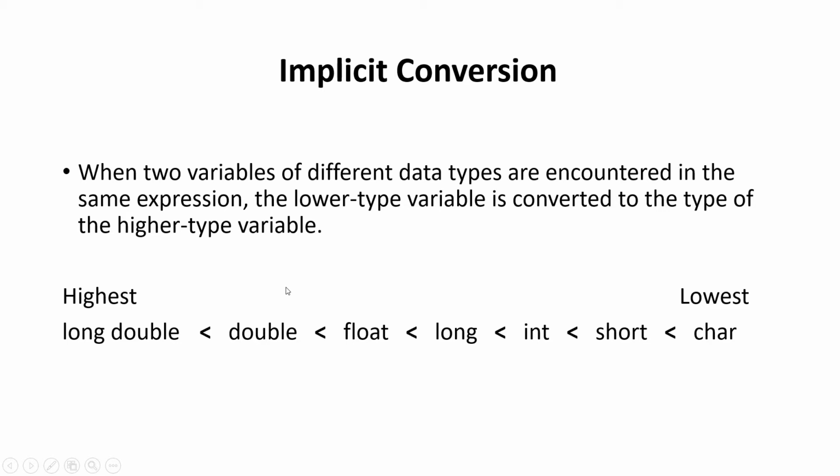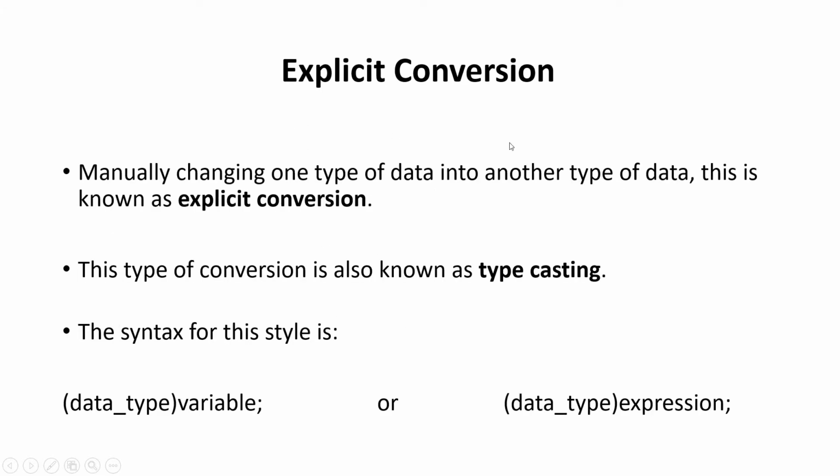In case we do not want to lose the data, we will use explicit conversion, manually changing one type of data into another type of data. This is known as explicit conversion. This type of conversion is also known as typecasting. We can also call this typecasting.